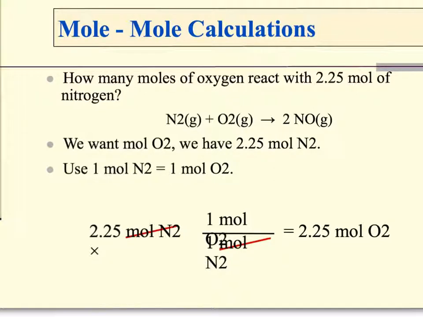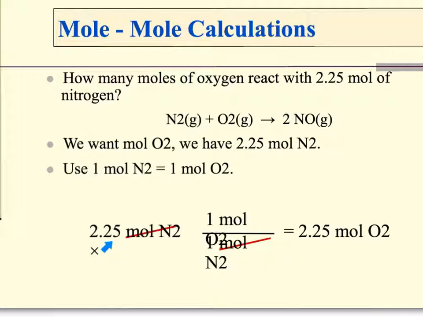So let's look at a mole-mole calculation problem. How many moles of oxygen react with 2.25 moles of nitrogen? Now notice that we are given information about nitrogen, which makes nitrogen chemical A. We are asked to solve for moles of oxygen, which makes oxygen chemical B. We are given a balanced chemical equation. Therefore, we will take this information and plug it into our formula from the previous page.